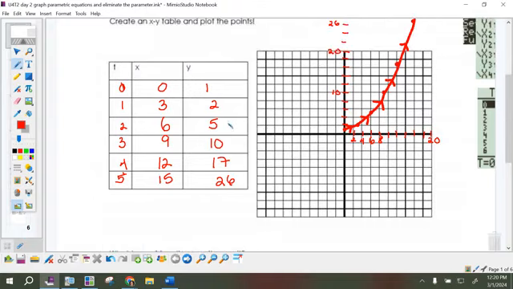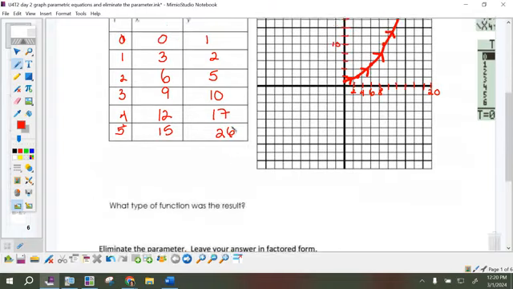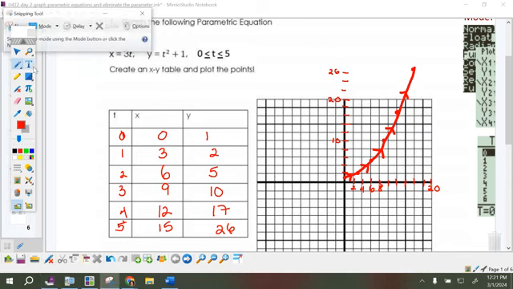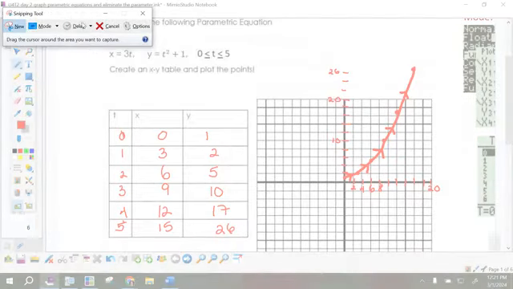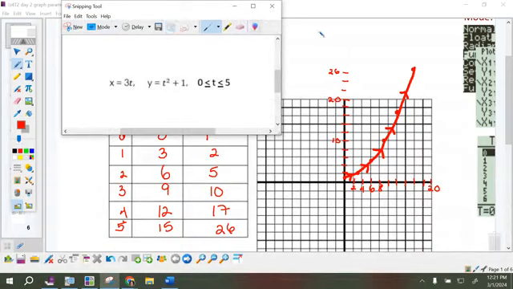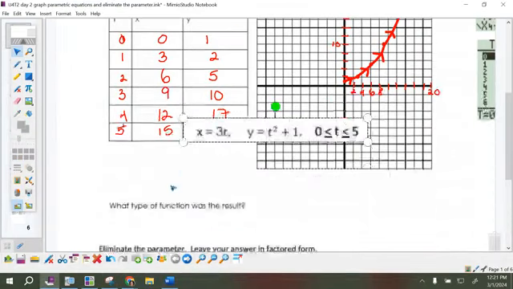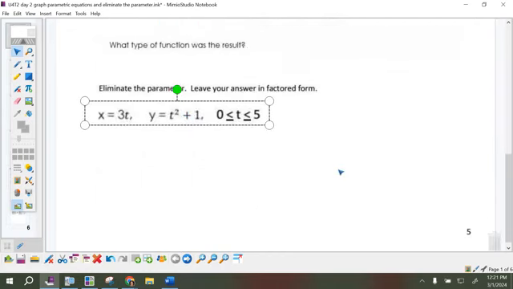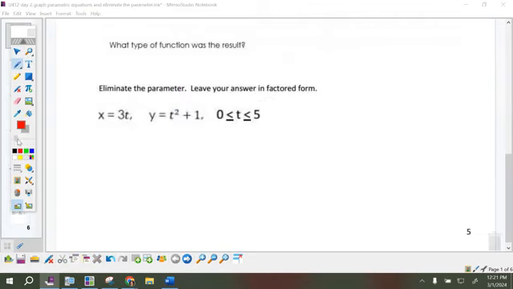All right, what type of function? And let's eliminate the parameter. So eliminating the parameter means eliminate the t variable. So I need just x and y remaining. Leave your answer in factored form, and then I'll be able to figure out what kind of function we have: linear, quadratic, cubic, sine, cosine. We'll figure it out.